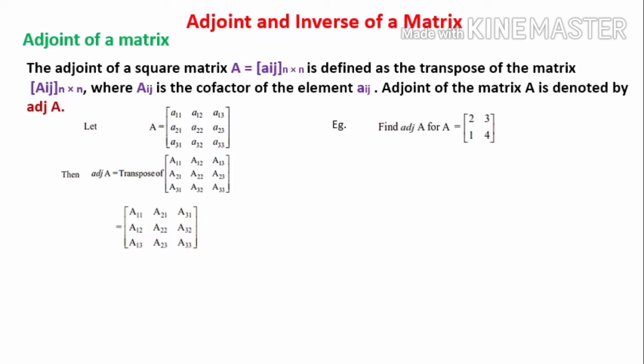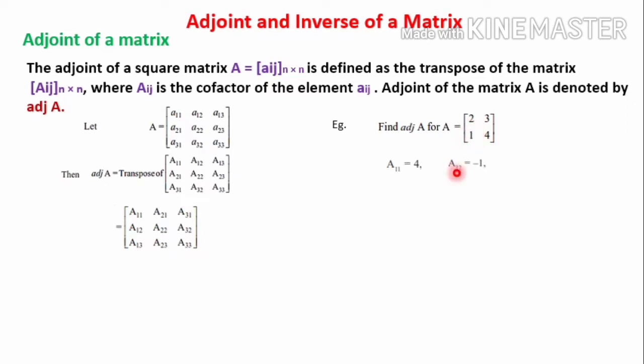Next, consider a real example: find adj A for A equal to the matrix 2, 3, 1, 4. First of all, you have to go for the cofactor of the element 2, that is capital A11. You have to eliminate the row and the column in which that particular element exists. Then the remaining element, that is 4, is the cofactor. Next, A12 means the cofactor of the element 3. That row and column is gone. The remaining element is 1.